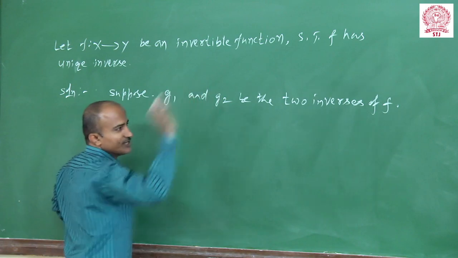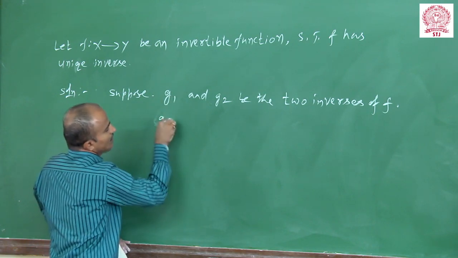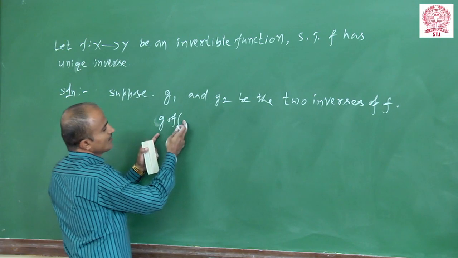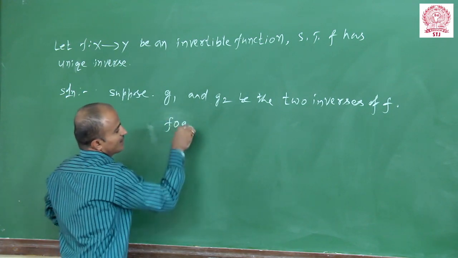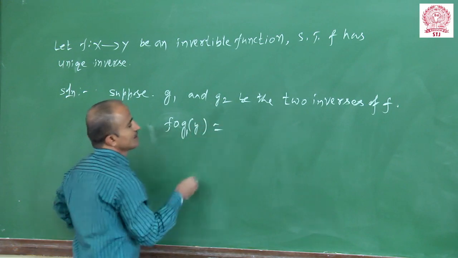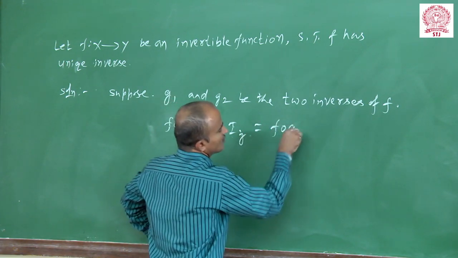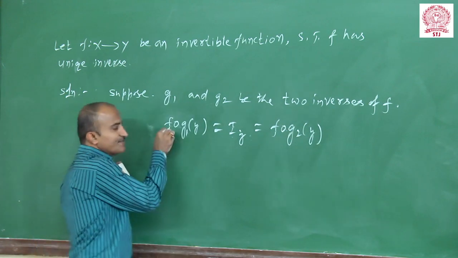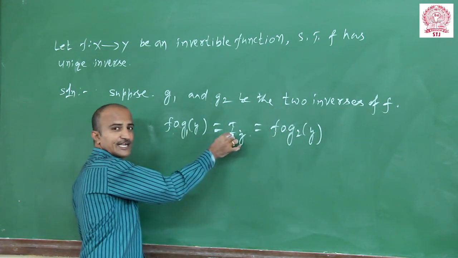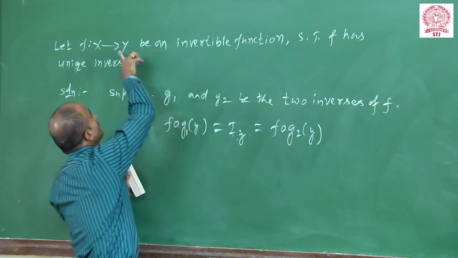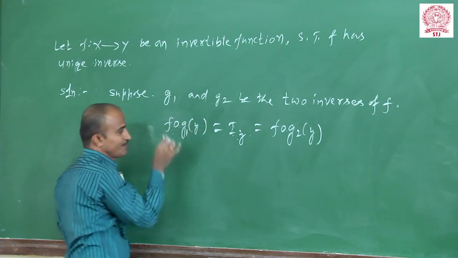When G1 and G2 are the two inverses of F, clearly if you take fog1, you will get fog1 of y equals iy, which is equal to fog2 of y, because F is invertible and G1 and G2 are the two inverses, so their composition has to give an identity element. G is defined from Y to X.